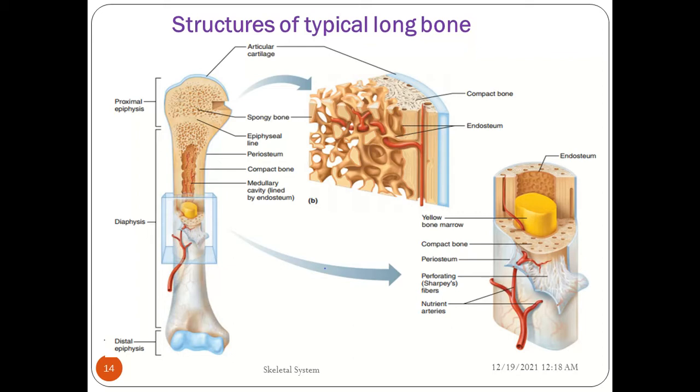This is compact bone. This is sponge bone. This is the epiphyseal plate. This is sponge bone. This is compact bone. So this area between the periosteum and the bone is known as perforating fibers or Sharpey's fibers. This is the nutrient arteries which penetrate the bone.